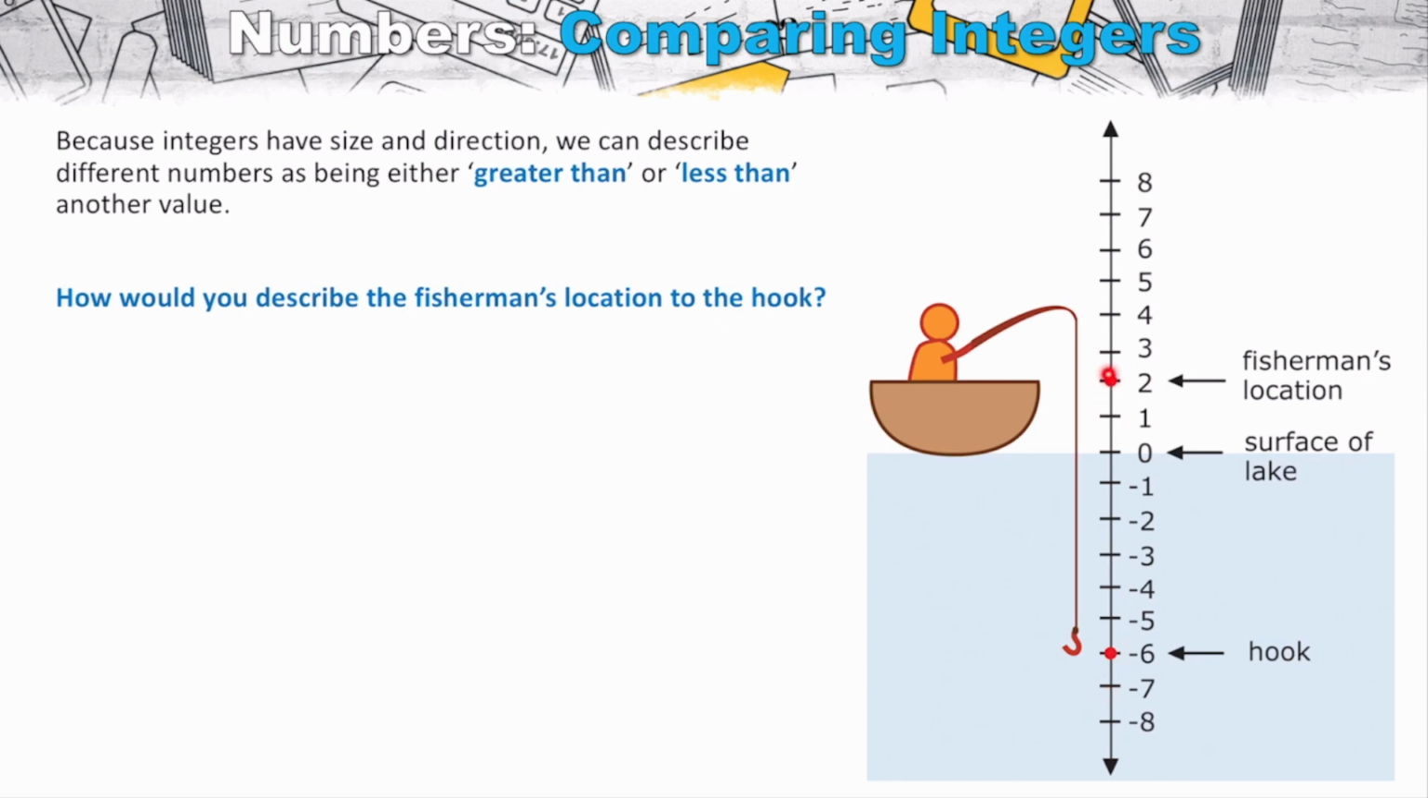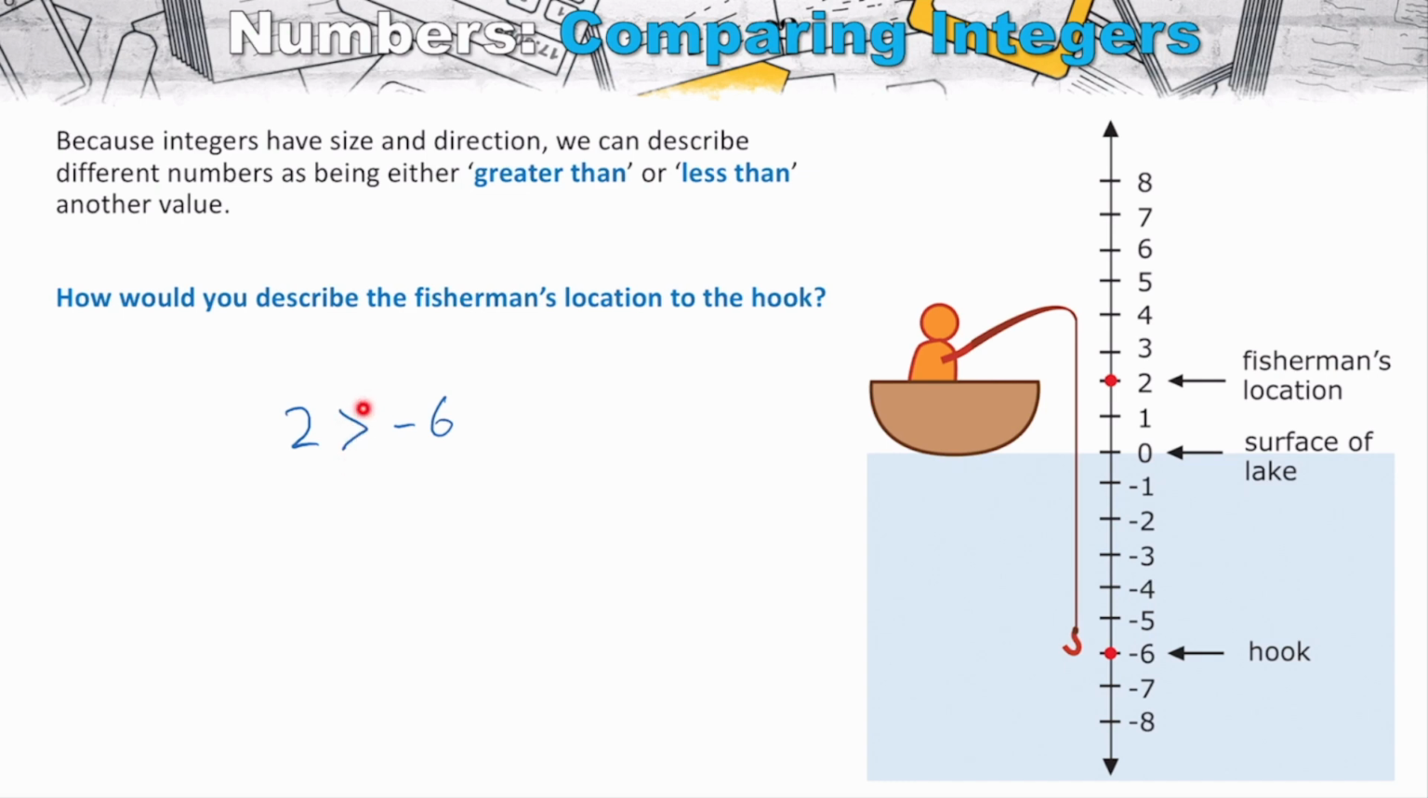All right, and we can see clearly our fisherman is above the hook. So we could say that this value of our fisherman is greater than this value of the hook. How do we write that? Well, we would say that the value of the fisherman, that 2, is greater than the value of the hook, which is -6. So that +2 is bigger than -6.